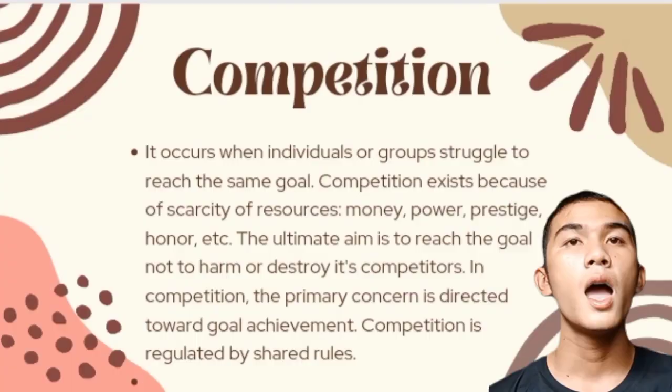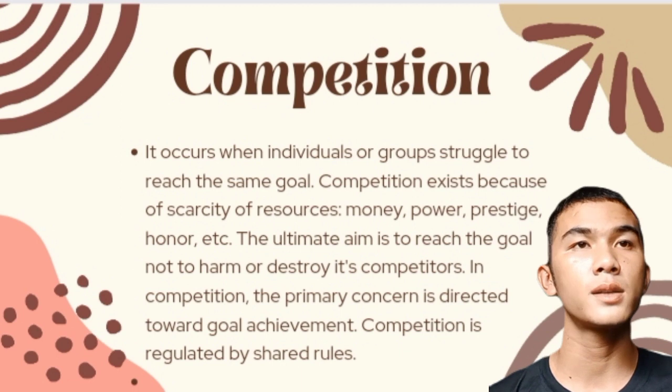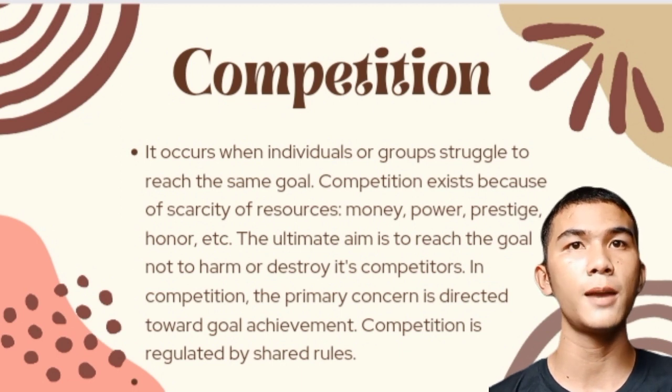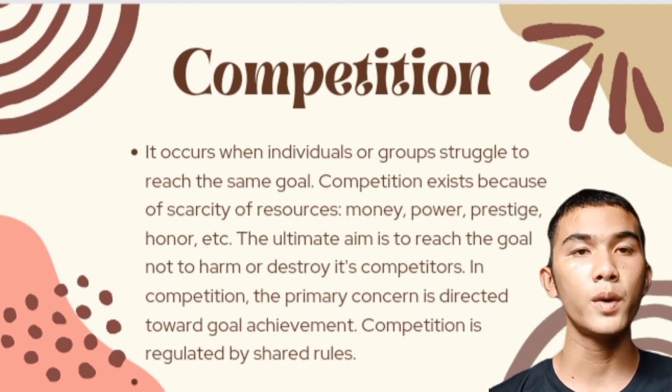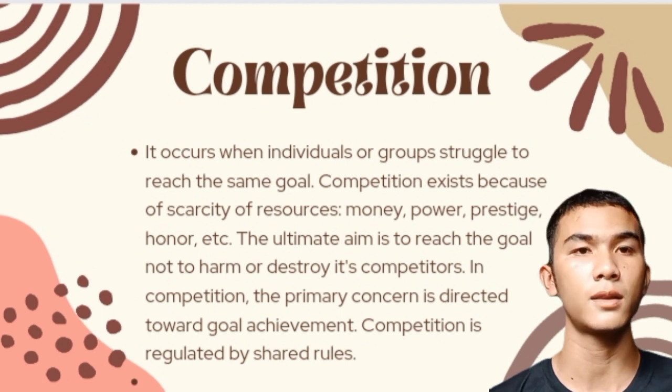Competition occurs when individuals or groups struggle to reach the same goal. Competition exists because of scarcity of resources like money, power, prestige, honor, etc. The ultimate aim is to reach the goal, not to harm or destroy its competitors. In competition, the primary concern is directed toward goal achievement. Competition is regulated by shared rules.